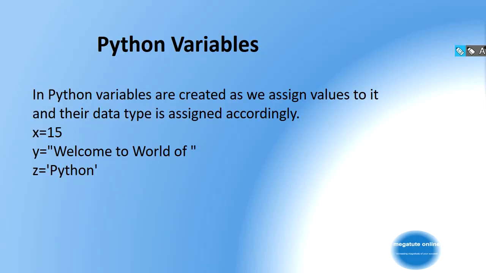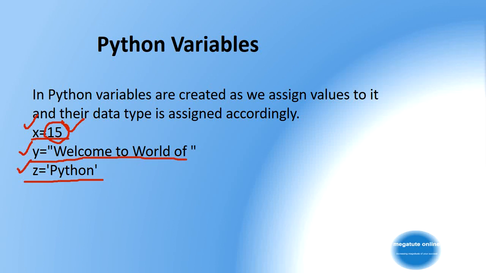Variables in Python. In Python, variables are declared by this statement. If I put the statement x equals 15 in Python, then the variable x will be assigned a memory location and 15 will be stored into it. Now the data type of x will be taken as integer because I have stored an integer value to it. Similarly, if I store y equals "welcome to the world of", the data type of y will be string, or z equals "Python", the data type of z will be string, right?